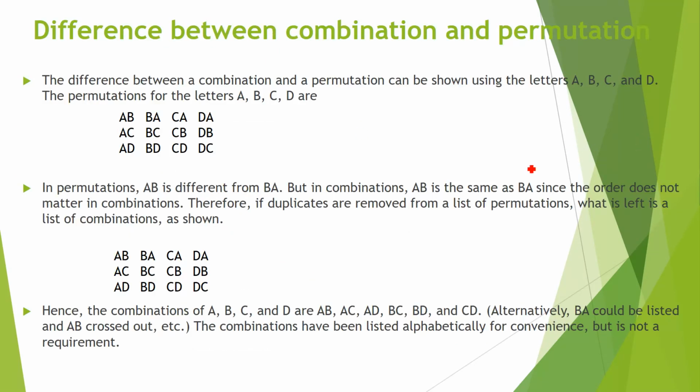Okay, move on. Difference between combination and permutation. In permutation, order is required. In combination, no need of order. The difference between a combination and a permutation can be shown using the letters A, B, C, D. These are the permutations. First you make AB, then AC, then AD. The next column is BA, BC, and BD. Similarly, the third column is CA, CB, and CD. So in permutation, order is important. AB and BA are two different things. These are not equal. AB is different, BA is different, because order is important.